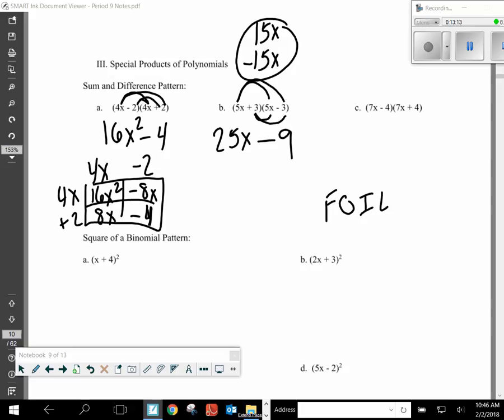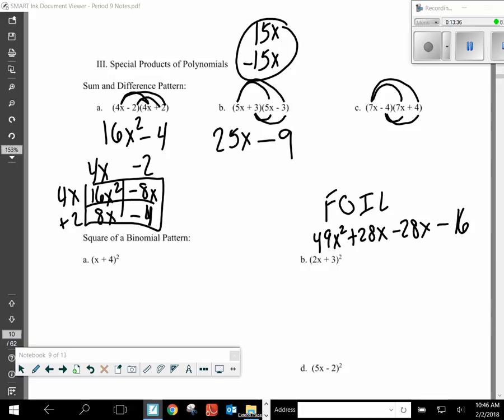It's using the same idea of the box. So first would be the 7x times 7x, which is 49x squared. Outer is 7x times 4. It's the outer terms, so that's the 28x. Inner is negative 4 times 7x, so negative 28x. And last would be that negative 4 times 4, which is negative 16.